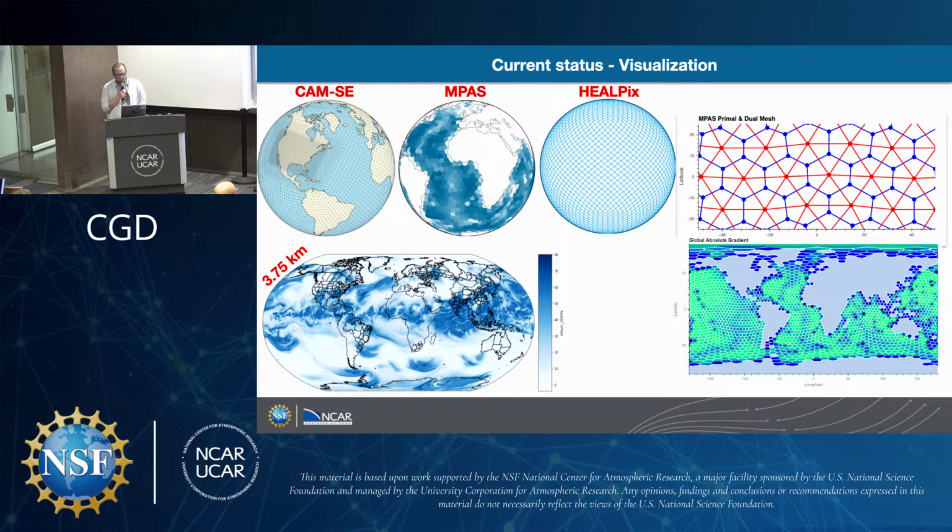These are all UXarray generated visualizations, from spectral elements to MPAS, from data visualizations to grid topology visualizations as well. This is from DYAMOND data that Falco had provided us with. This is also another, I think, MPAS, as far as I can remember, and you can see dual and MPAS primal meshes.